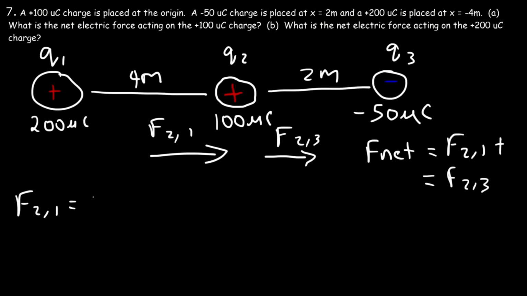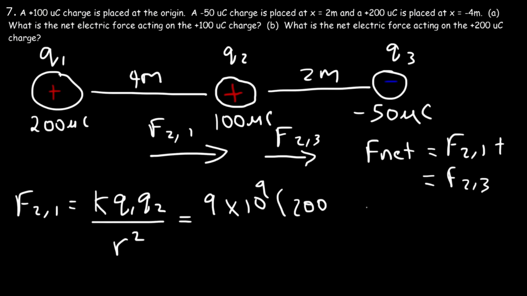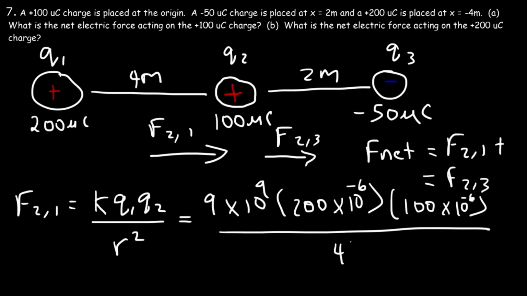So let's calculate F2,1. It's going to be K times Q1 times Q2 divided by R squared, where R is the distance between Q1 and Q2. So K is 9 times 10 to the 9. Q1 is 200 microcoulombs, or 200 times 10 to the minus 6. And Q2 is 100 times 10 to the negative 6, divided by R squared, or 4 squared. So go ahead and type that in.